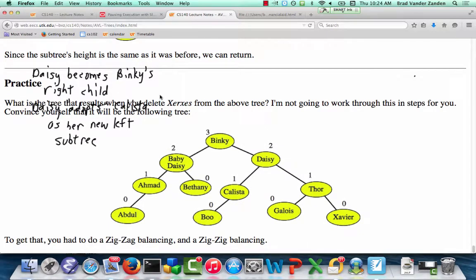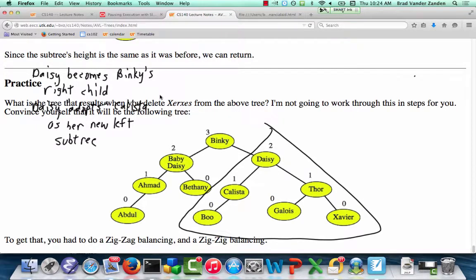So this is the solution, and you can see Daisy did in fact become Binky's right child, and you can see that Daisy adopted Callista as her left subtree. And down here you can see that Thor is in fact the root of the subtree for Gallos and Xavier. So that required 2 rebalancings.